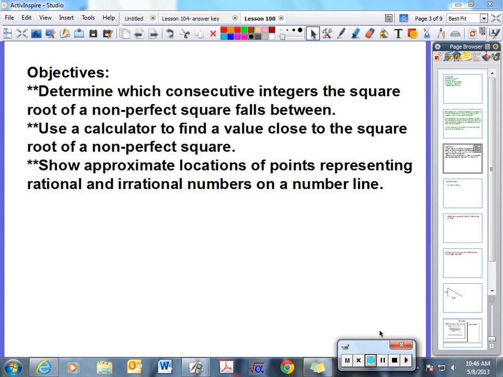Today we're going to dive into lesson 100. Our objectives are to determine which consecutive integers the square root of a non-perfect square falls between. We're going to use a calculator to find a value close to the square root of a non-perfect square. And then we're going to show approximate locations of points representing rational and irrational numbers on a number line. And that's going to be a new term today, irrational numbers. We've never talked about that before. We're going to look at some irrational numbers today.